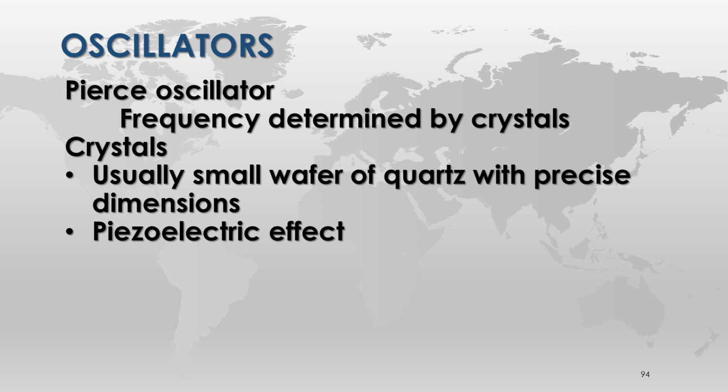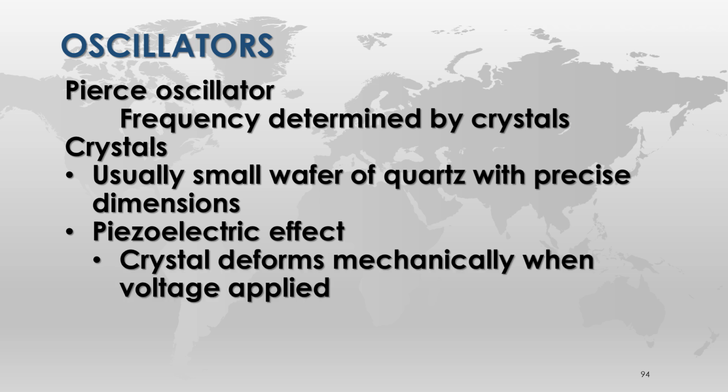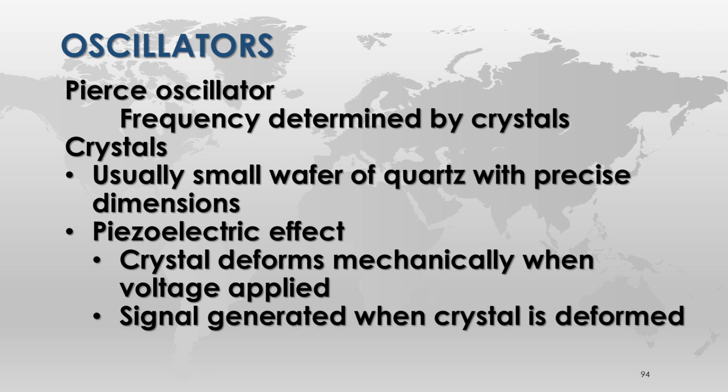Yeah, so when you take your lighter and it doesn't have the striker that you roll, you just push the button and it goes click. Something's hitting that crystal and creating enough electrical spark to light the propane or butane on fire. So that's piezoelectric. The crystal deforms mechanically when voltage is applied. So you can hit it and get a voltage out, or you can put voltage in and you get a vibration at a specific frequency. A signal is generated when the crystal is deformed by the electric voltage.